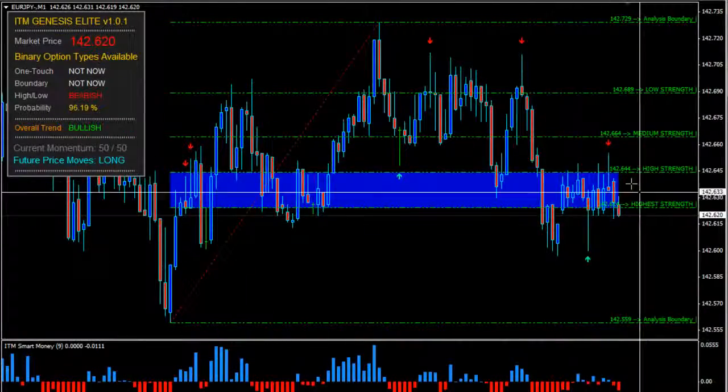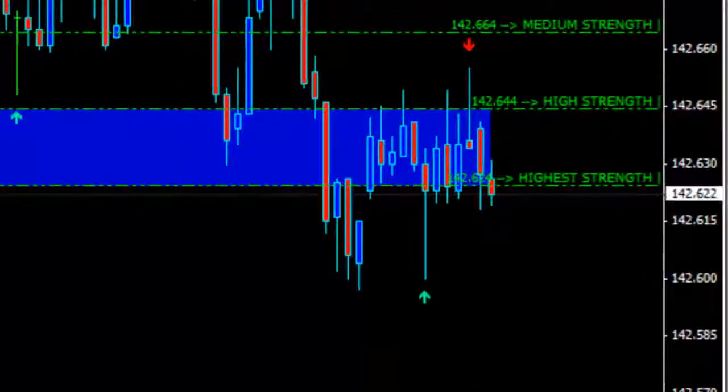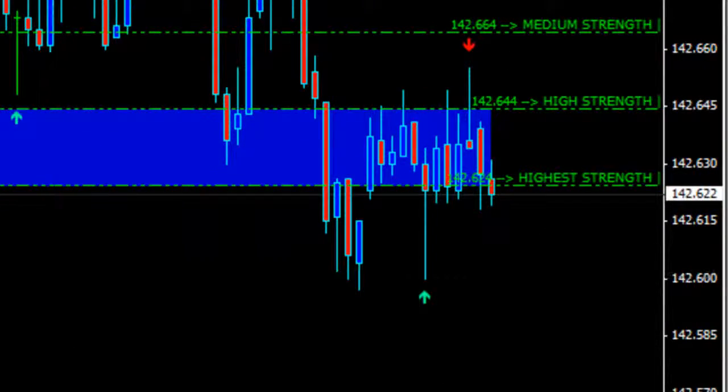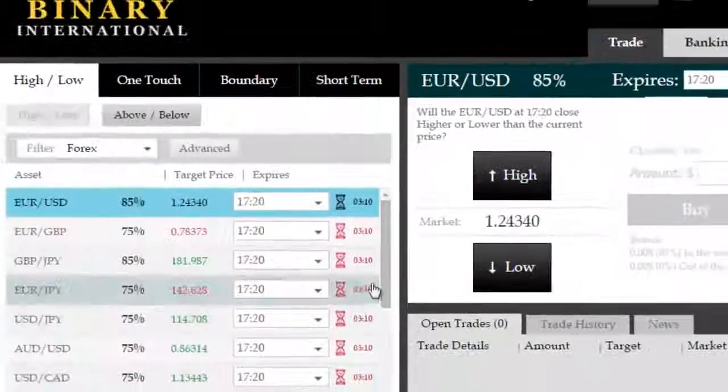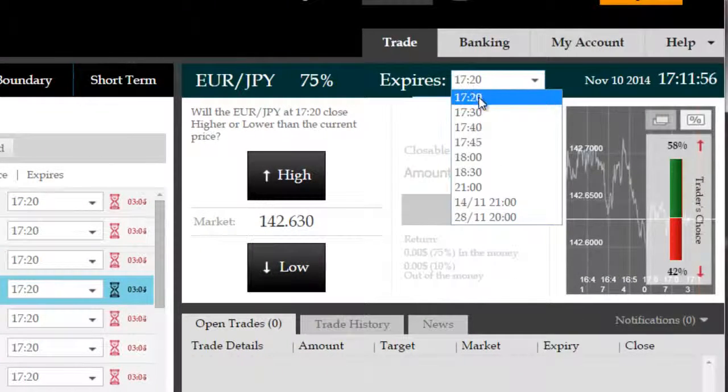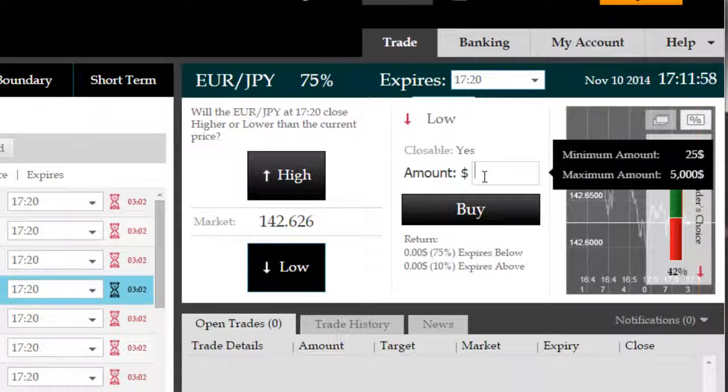All right, so this is a live example of a live breach of the highest probability long reversal zone taking place right now. Notice the price action signal generated by Team Genesis Elite towards the downside. Bearish candle, nice long upper wick, and a breach already occurring of the highest probability long reversal zone.